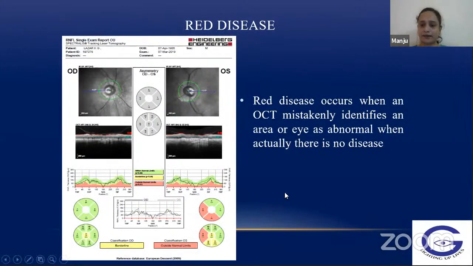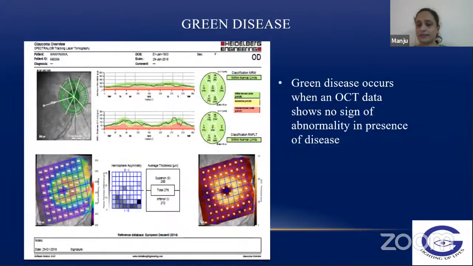Red disease occurs when an OCT mistakenly identifies an area or eye as abnormal when actually there is no disease. It happens in extreme myopia. Green disease occurs when an OCT data shows no signs of abnormality in presence of disease.